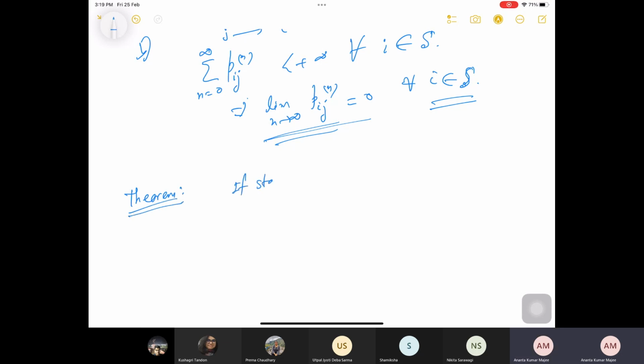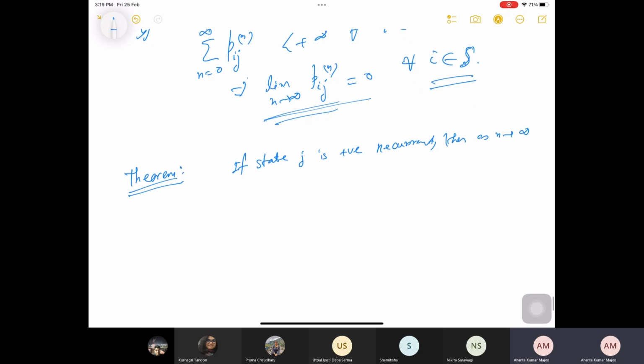What it says is that if state j is positive recurrent, then as n goes to infinity I have the following: Pjj of n lambda j, where lambda j is nothing but the period of your state j, converges to lambda j by mu j, because since it is positive recurrent, I know that mu j is finite, where j is periodic with period lambda j.